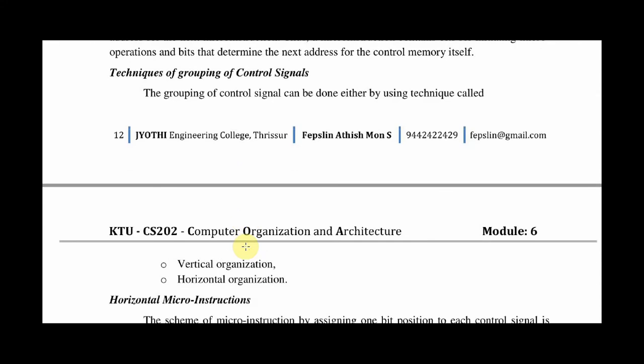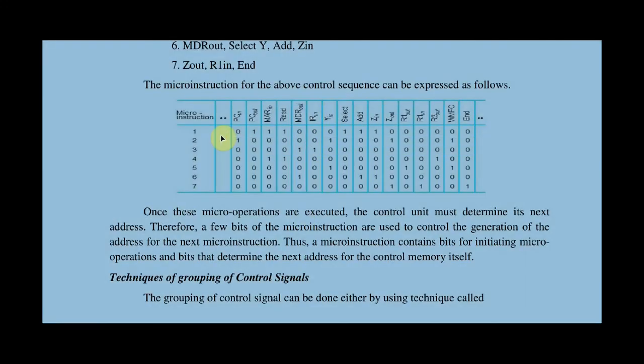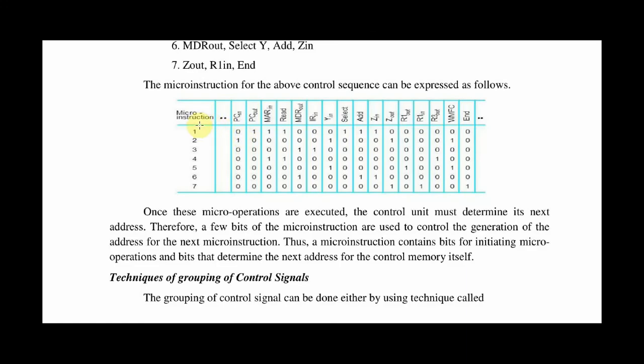The techniques of grouping the control signals are of two types: horizontal organization and vertical organization. Horizontal organization is what we discussed previously. In a single timing signal, we keep the control lines in a single sequence, and we generate the control signals based on that.